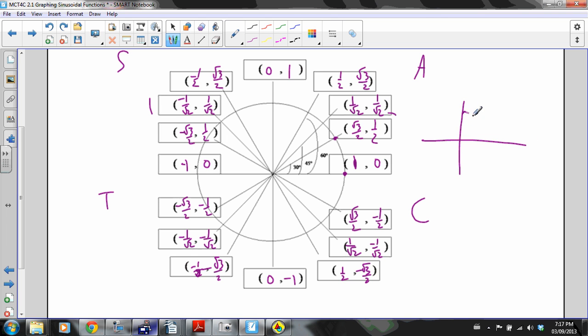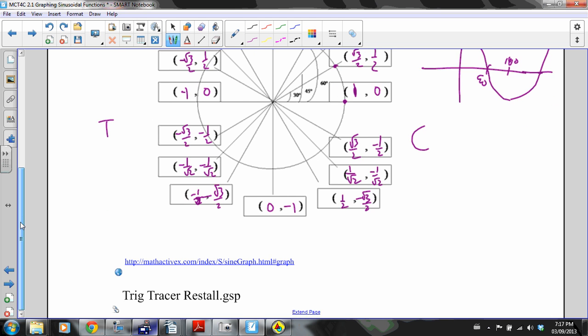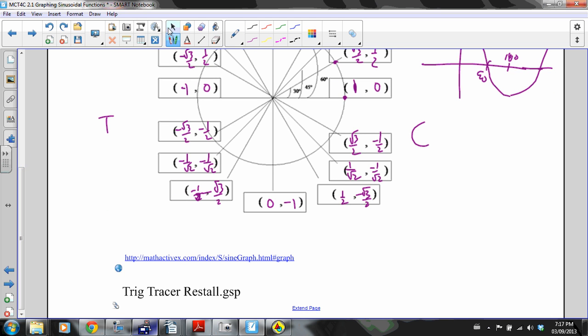From 1 to 0 to negative 1 at 180. This is 180 here then, right? This is 90. And then back up to 0, and then up to 1 by the time it gets all the way around. And in fact, there's a couple of links on this one. You'll be able to play with this in class.